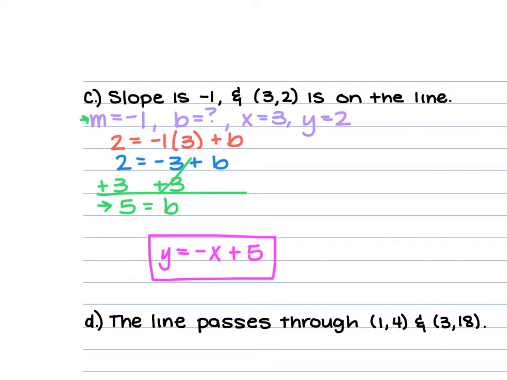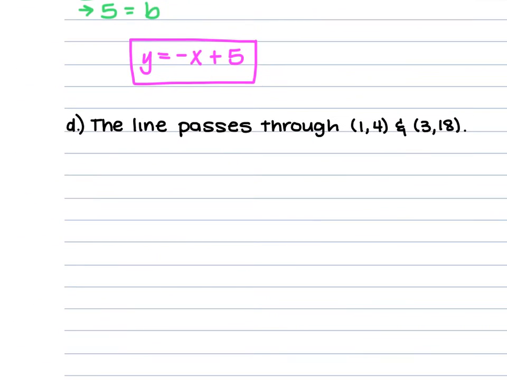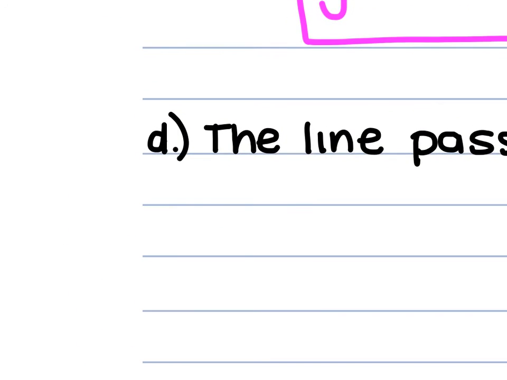Now if we look at D, we have 2 points: (1, 4) and (3, 18). Neither of these in this case are our y-intercept. So we not only have to find the slope, but we have to find the y-intercept as well. So we're first going to find the slope.